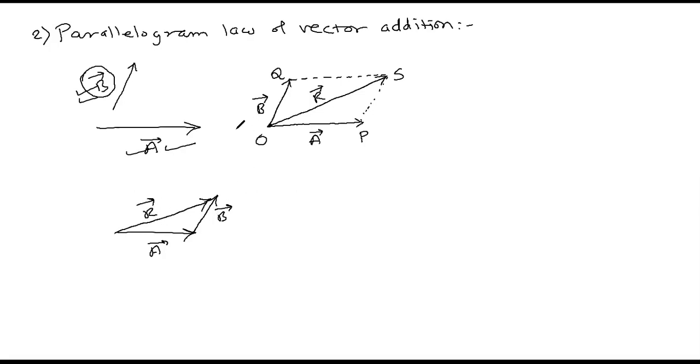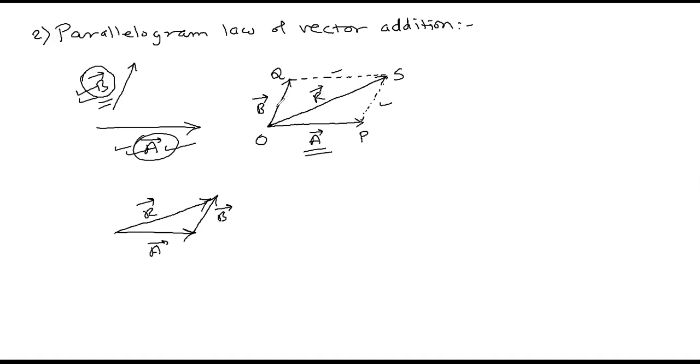Now what I have done here is I have taken vector A, that is OP, a vector which is equal and parallel to this vector A. Then OQ is equal and parallel to vector B. And then I have completed the parallelogram by these two sides, QS and SP, closing these two. And I have drawn the diagonal OS, vector OS, which is nothing but your resultant vector R.